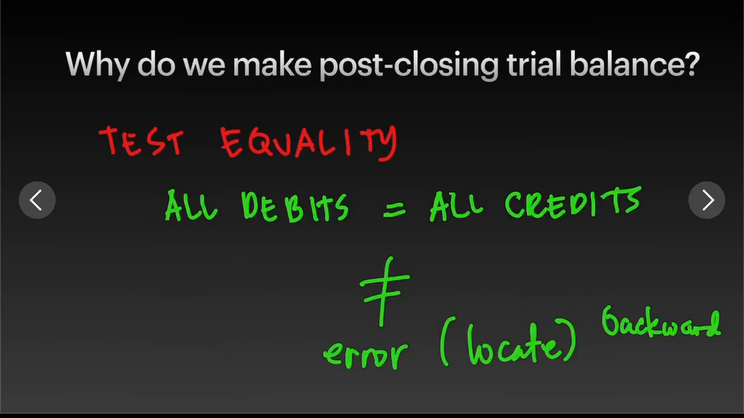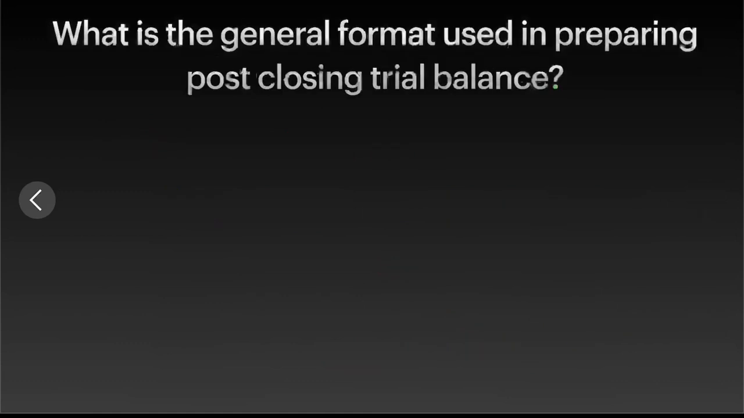But if there are no computational errors in terms of adding, then you go back to the most recent thing that you did. The most recent thing that you did is actually the closing of entries. So you check the ledger again before checking the journal. So you go back through the accounting process. Okay, but why do we make a post-closing trial balance? Simple reason, as a trial balance, we just test the equality of the debit and the credit.